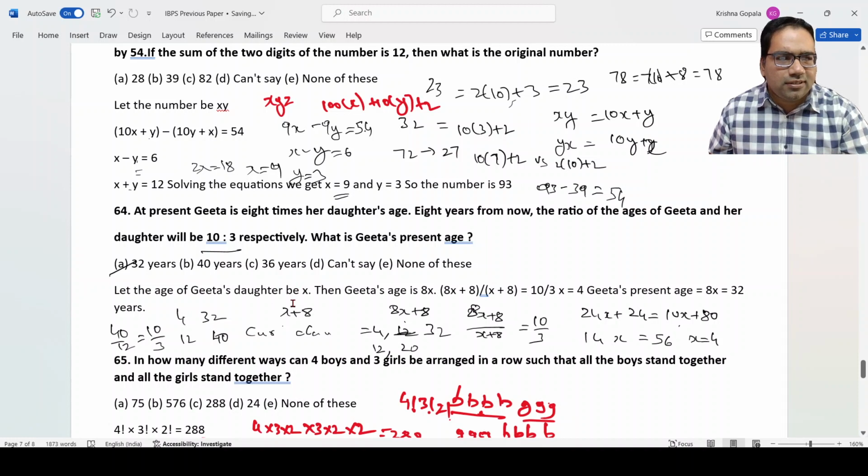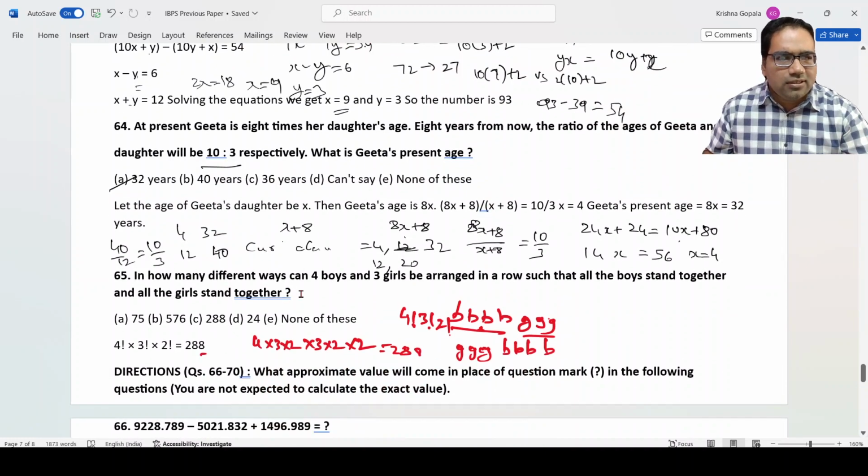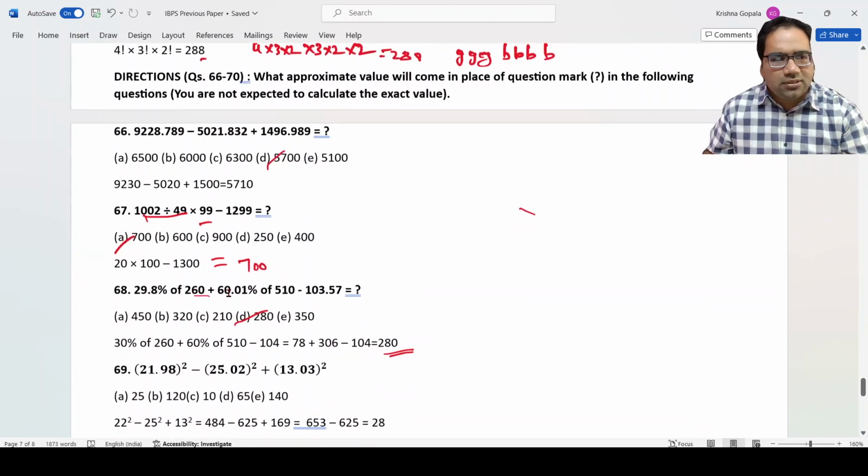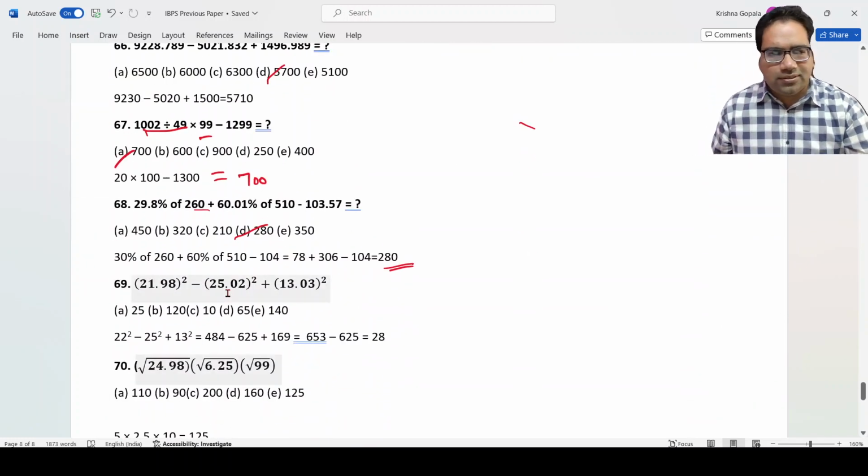Current age of the daughter is x, then mother's age would be 8x. After 8 years, it will be x plus 8 for the daughter, and the mother's age would be 8x plus 8. Then the fraction is given as 10 by 3. You just need to solve the equation. This is another easy problem. 4 boys, 3 girls, all boys together. So all boys together 4 factorial, all girls together 3 factorial, and boys first or girls first is 2 factorial, which is 288 answer. These are also plain simple calculation questions.